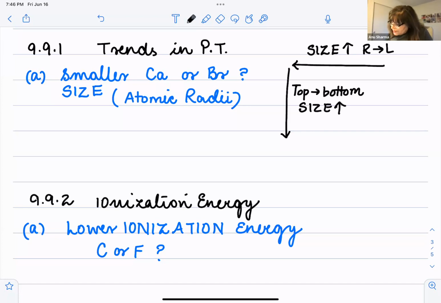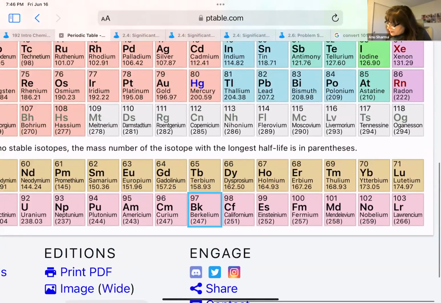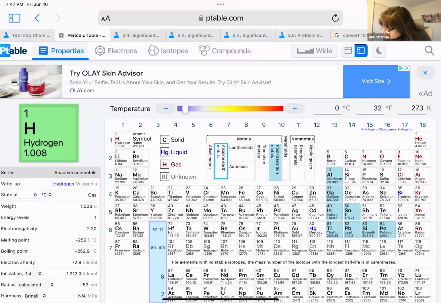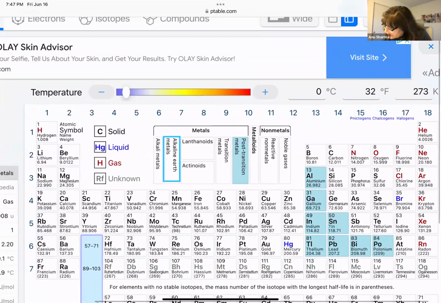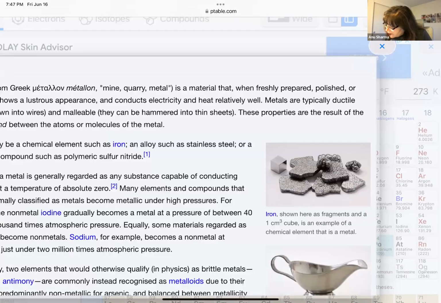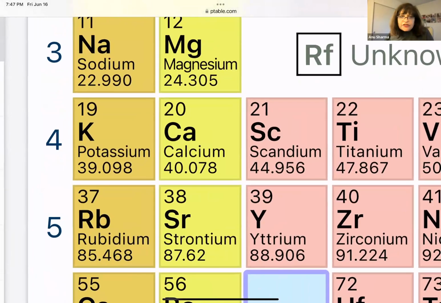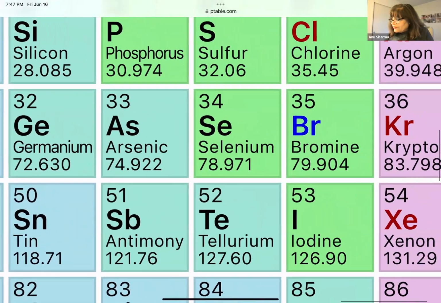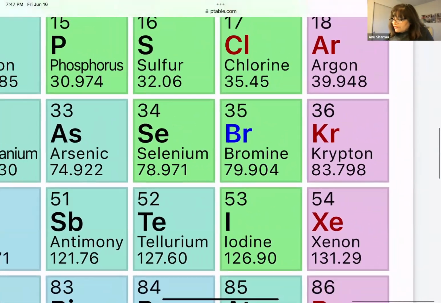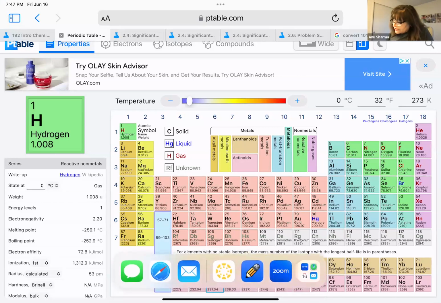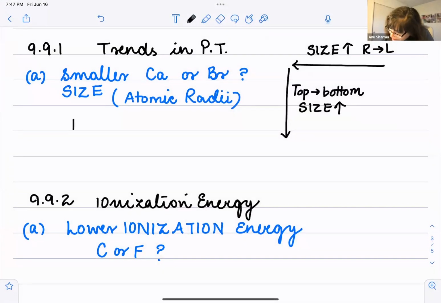Now here we see calcium and bromine. So let's look at calcium. Calcium is here. Okay, and bromine. Now calcium and bromine are in the same, you see this? Okay, so calcium is in the 4th energy level, and bromine also is in the 4th energy level. So same energy level. If they are in the same energy level, what is happening? The size is going to decrease from left to right. As you move from left to right, the size decreases. So bromine will have a smaller size. Bromine is smaller in size than calcium, although bromine has more protons and more electrons.